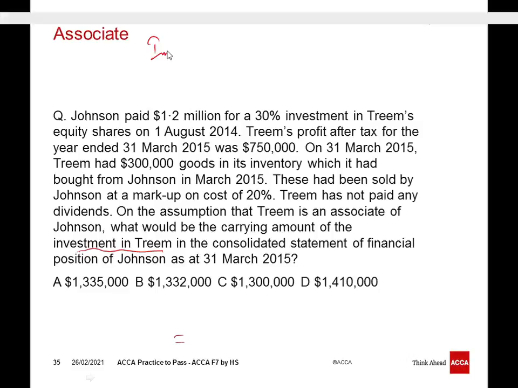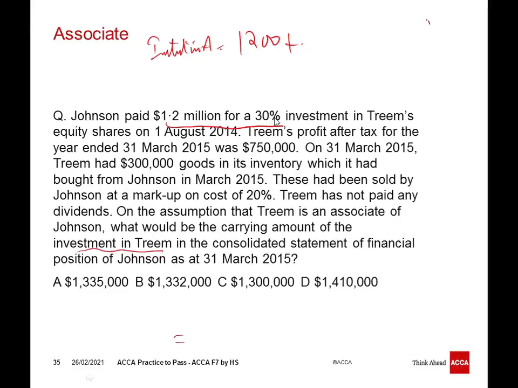Now initially investment in associate. Initially invested 1,200,000 by acquiring 30% shares on 1st August. Remember this point, you have acquired the shares on 1st August. The profit for the year is 7,50,000. But the post-acquisition profit will be from August to March: August, September, October, November, December, January, February, March. 8 months in which we have got 30% shares.